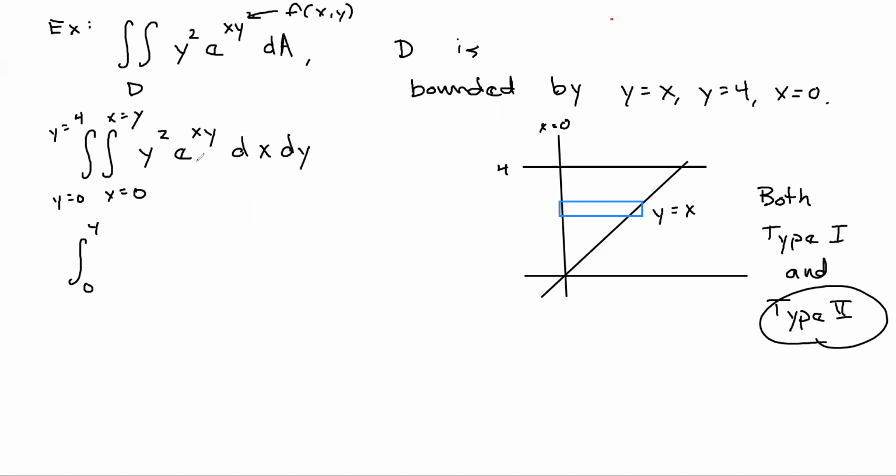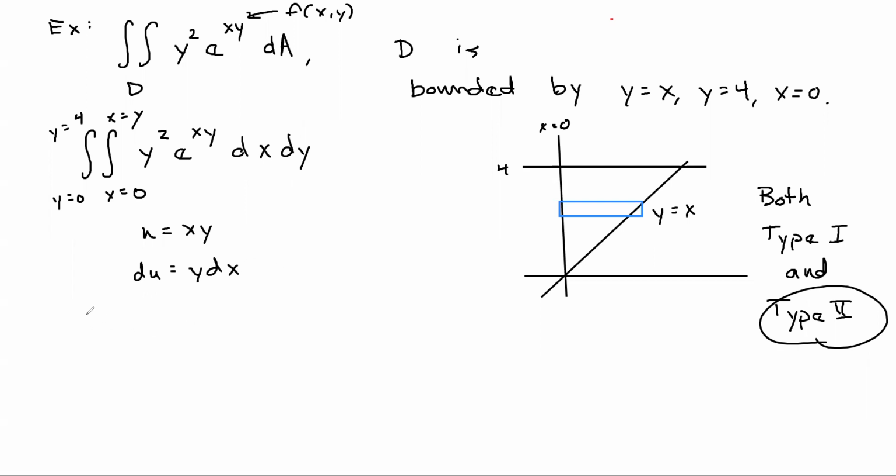So the antiderivative of e to the xy here. So this is a u substitution. Let's actually write out the substitution. So we're going to have u equals xy, and then du. So if we're integrating with respect to x, then that means we're going to differentiate with respect to x, and so we're going to have y dx.